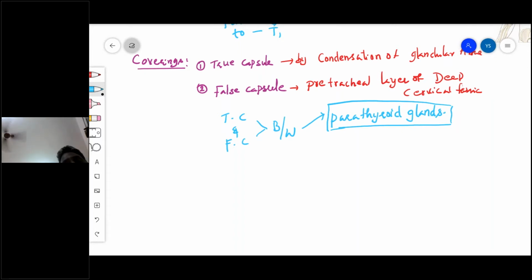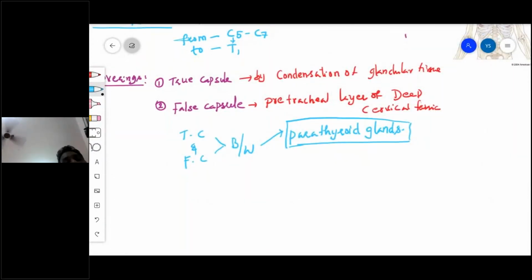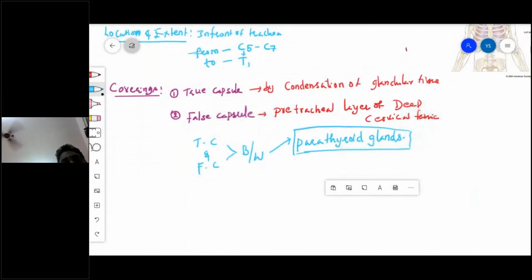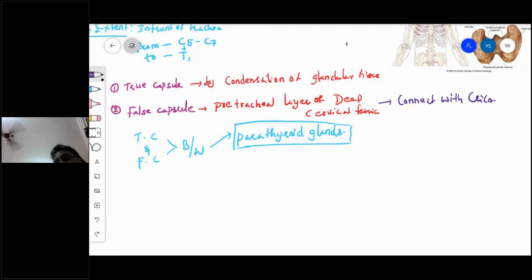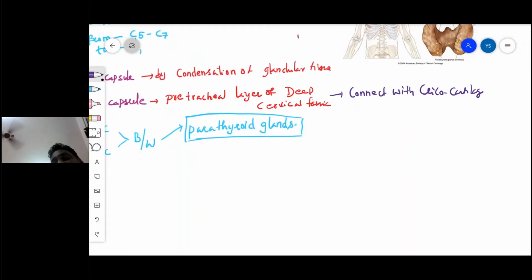That's one thing. And regarding the false capsule, this is called the thyroid capsule or false capsule. This false capsule is usually connected with the trachea and mainly the cricoid cartilage. This is connected with the cricoid cartilage, and that is called the suspensory ligament of Berry. This is another point.